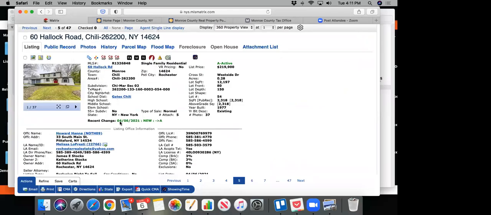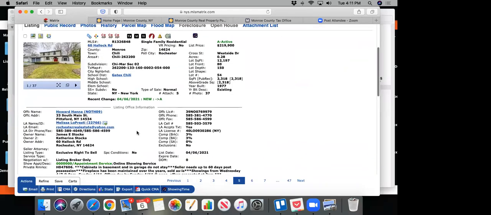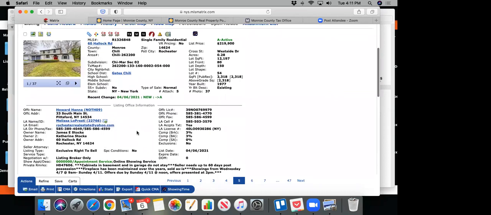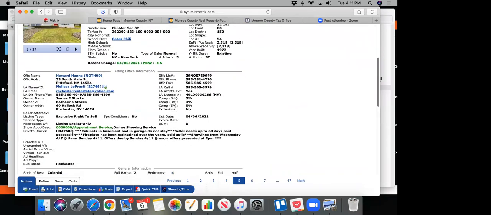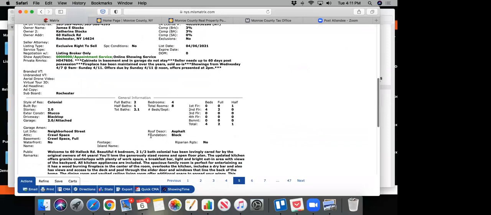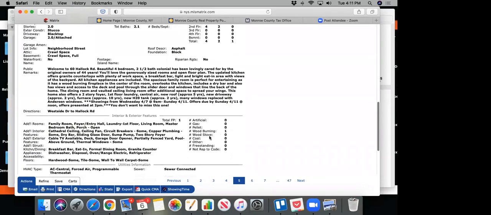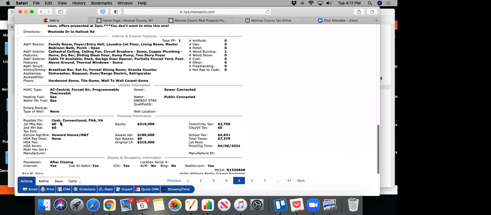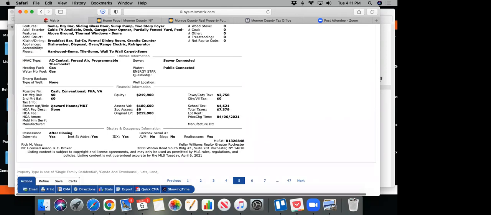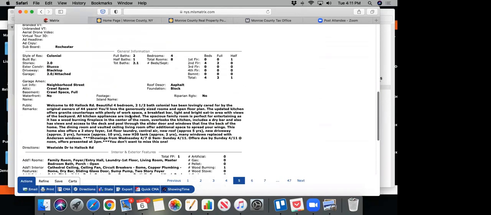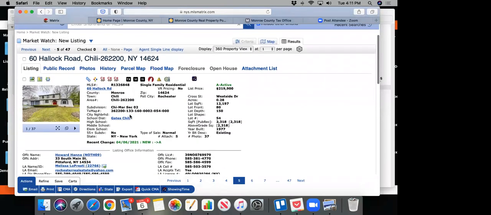But at any rate, that form that we were just going through, with all the different fields, here you can see private remarks, public remarks, what the property has, if it has a fireplace, type of financing, who the escrow company is. So you can see how that form, once you put it in, translates to this here.